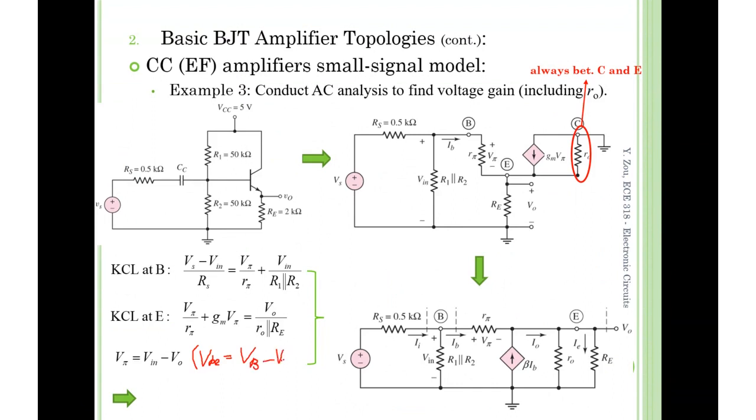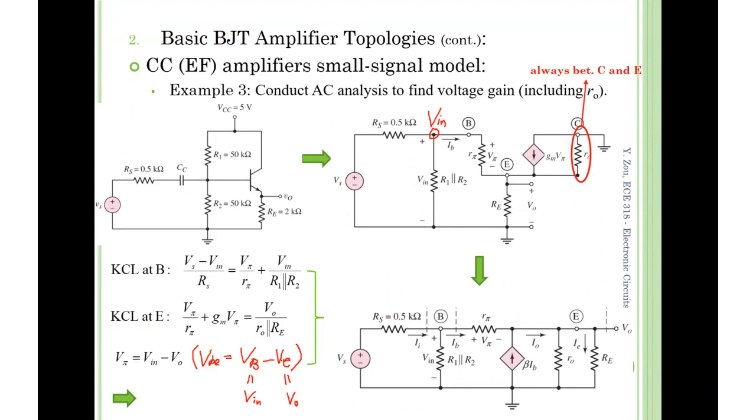And VB equals what? VB is nothing but the V in. Now we call this node voltage V in, because I'm using V in the previous equations. And VE is the voltage at the emitter. You need to realize VE is nothing but V naught.